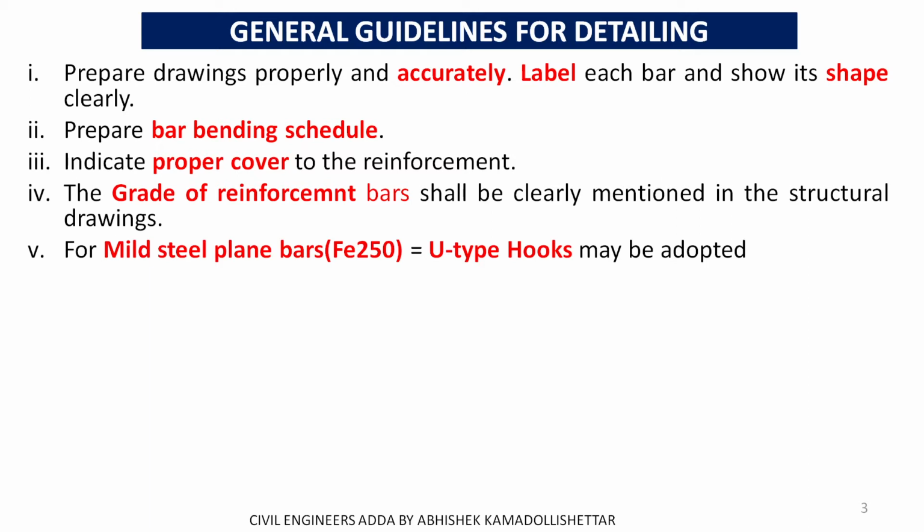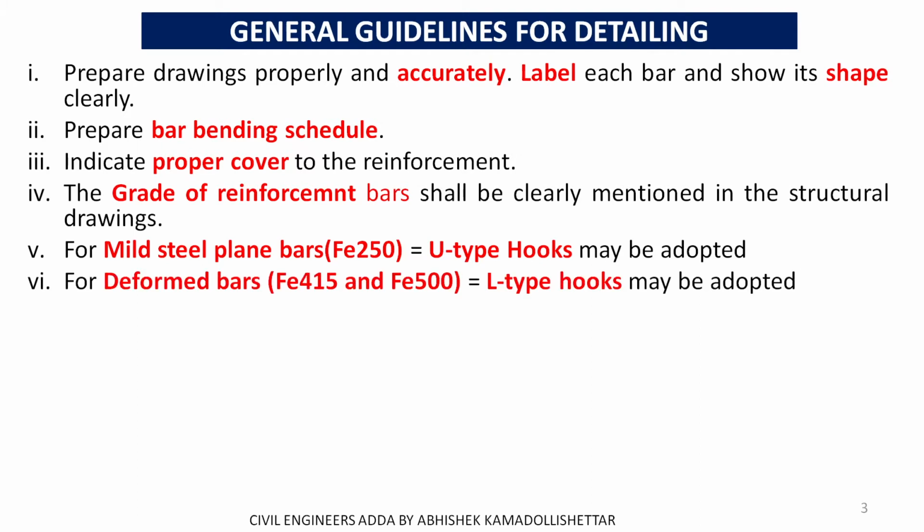U type hooks may be adopted for mild steel. For deformed bars, that is Fe 415 and Fe 500, L type hooks may be adopted. So for mild steel we use U type hooks, and for deformed bars we use L type hooks.